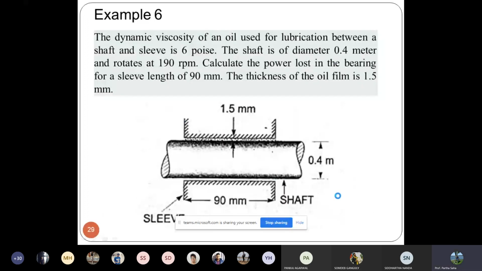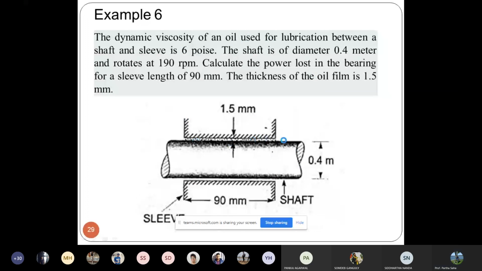The next problem is a little critical problem. Here the dynamic viscosity of an oil which is being used for lubrication between a shaft is given. So this is a shaft which is rotating on its axis, and the slips are here. This is the slips. So between these slips, this shaft rotates. It is given that the dynamic viscosity of oil, the oil is being used here.